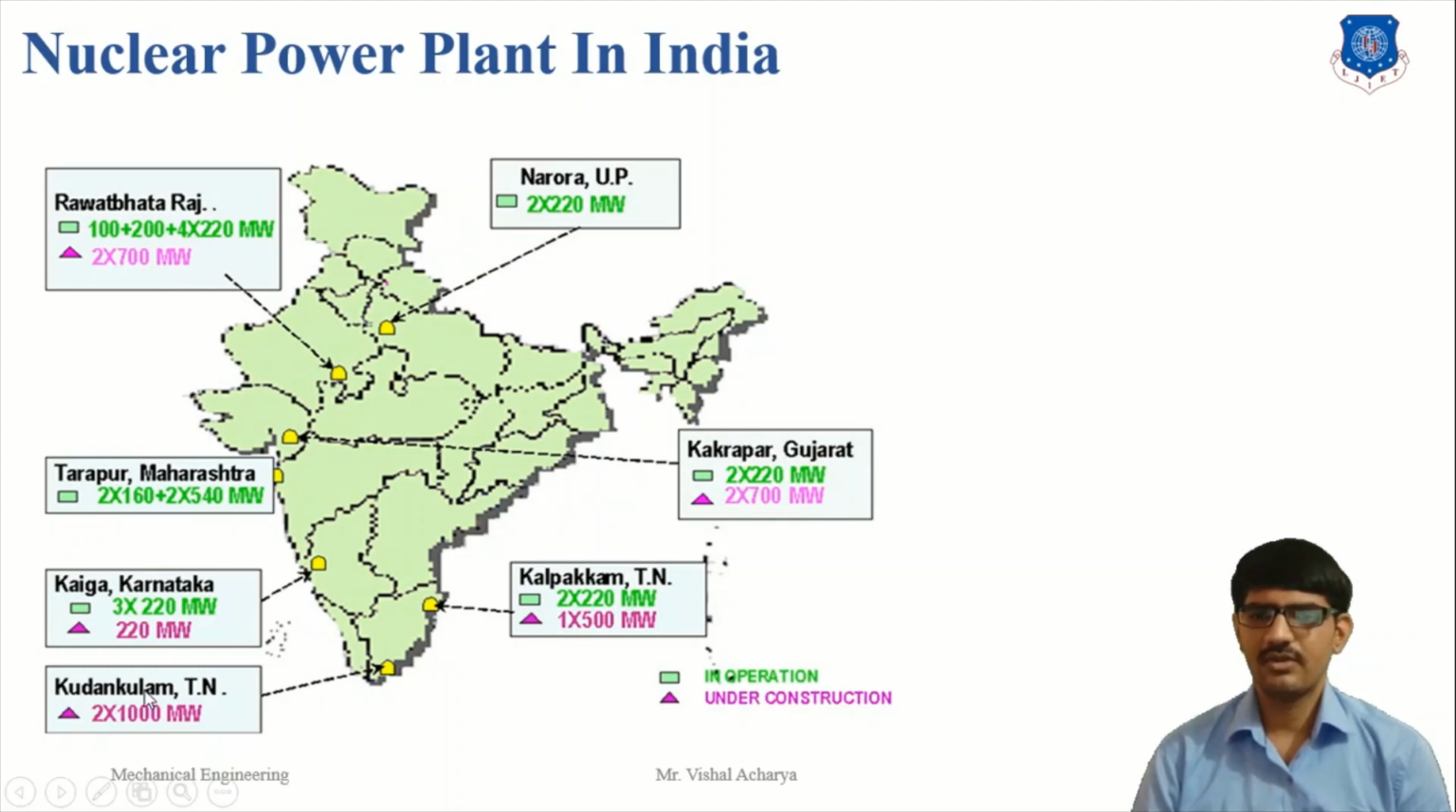In Kudankulam, Tamil Nadu, a 1000 megawatt power plant is planned for the future. Same here, 220 megawatt is planned for the future and three 220 megawatt power plants are in running condition. In Tarapur, Maharashtra, there is a 160 megawatt power plant and two 540 megawatt power plants in running condition. Same in Rajasthan, two power plants with capacity of 700 megawatt are under installation and four power plants of 100 megawatt plus 200 megawatt are in running condition.